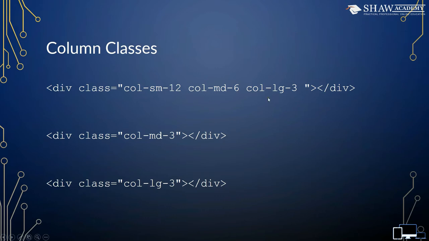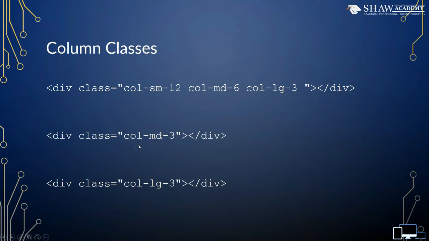We can add multiple classes to any div. Say this one here: we've got a div, we've got a class, and because it's a 12 column grid system, this is saying that on a small device, it's going to take up the full width of the container, 12 columns. On a medium device, this div is going to take up half of the container, 6 columns. On a large screen, it's going to take up 3 columns, a quarter of the container.